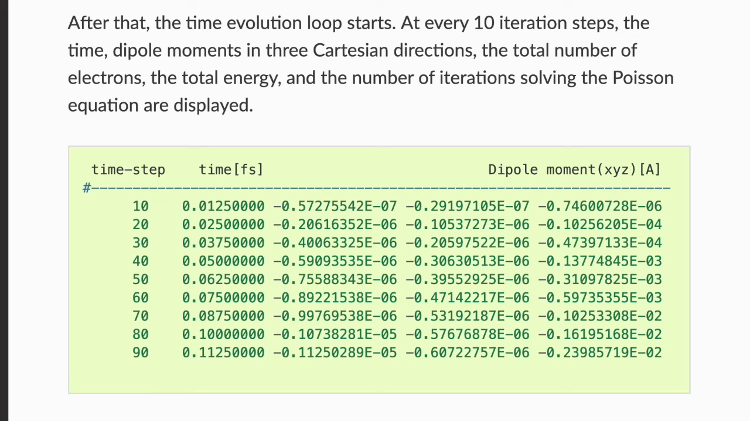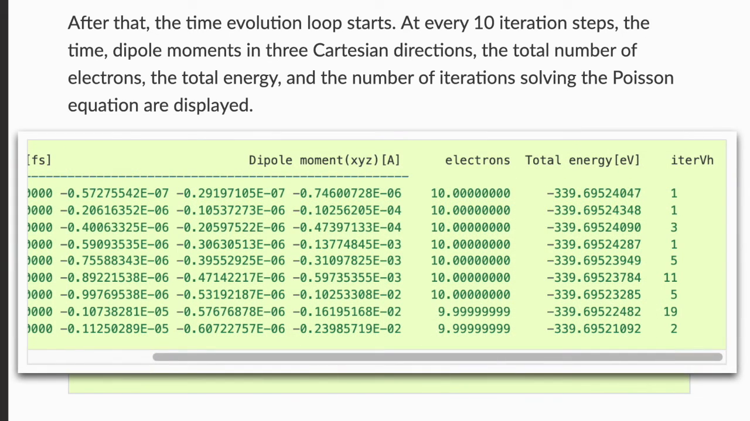The following quantities are shown further to the right. Electrons is the number of electrons calculated from the norm of the orbital function. The calculation algorithm does not stringently preserve the norm, hence it starts at 10 and decreases marginally. Total energy is the total energy of the electronic system. Finally, ITERVH is the number of iterations to convergence of the conjugate gradient method performed each time to solve Poisson's equation.